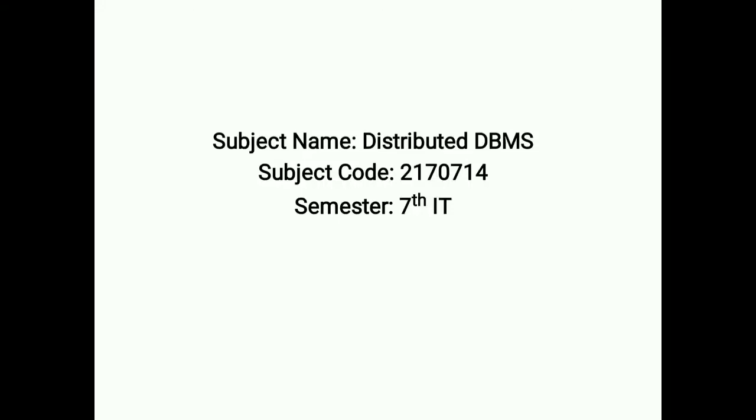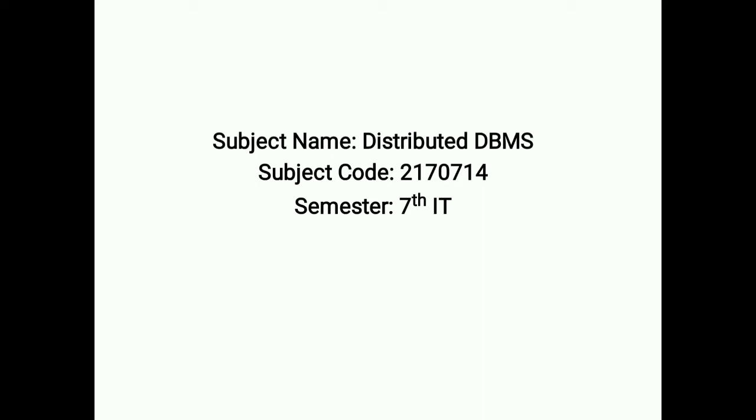Hello student, today we will start our introductory lecture of distributed DBMS. The full form is Distributed Database Management System. In third semester, we have already learned DBMS, Database Management System. Based on that, another advanced and one of the most important database concepts or subjects is distributed DBMS.